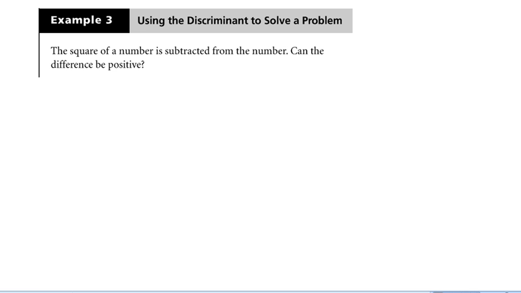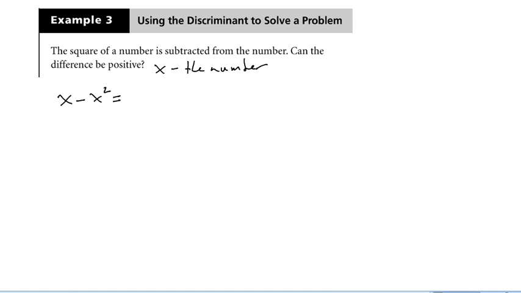Okay, here's example 3 from the textbook. This guy's a bit weird. So we have the square of a number is subtracted from the number. Okay, so let's say x is the number. Then we've got the square of the number subtracted from the number. So there's the number, and there's the square of the number. Can the difference be positive?